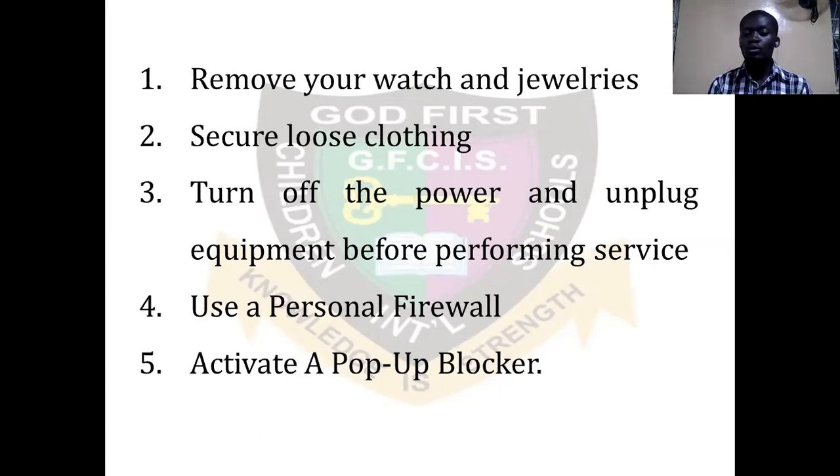Two, secure loose clothing. Anytime you are working in the ICT lab or in the ICT environment, try and secure your clothes. That is, your clothes will not be big in such a way it can drag any computer or any mouse or any keyboard from their right position to the floor. What we are saying is your clothes should always be fitted. Anytime you're going to such an environment, make sure you are putting on a cloth that makes you look very smart, a cloth that cannot easily drag your mouse and keyboard from their position down to the floor. And when you feel you are putting on an oversized cloth or a cloth that is quite big, try and use your hand to control your clothes.